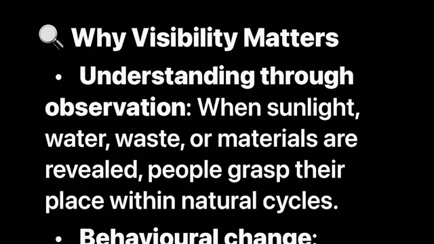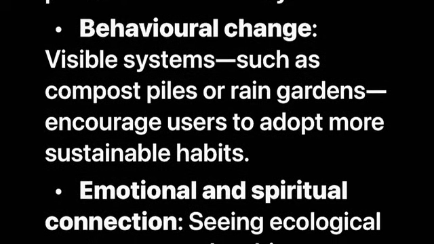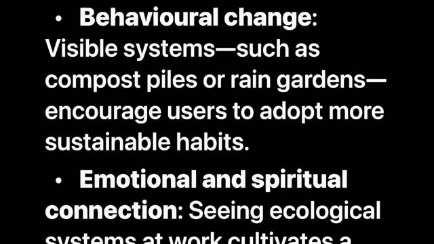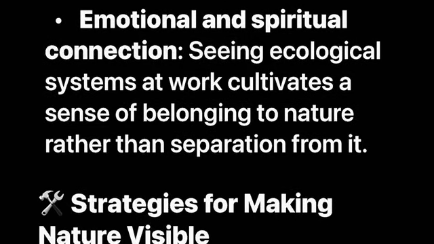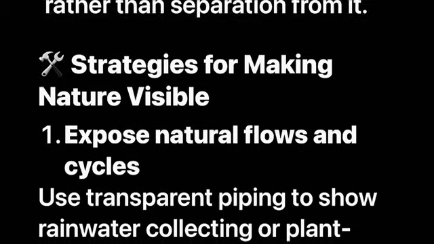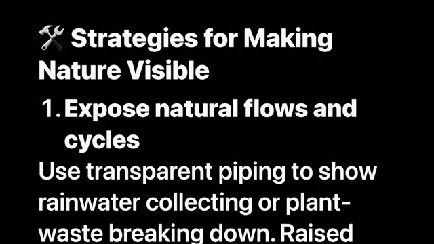Why visibility matters. Understanding through observation. When sunlight, water, waste, or materials are revealed, people grasp their place within natural cycles. Behavioral change. Visible systems, such as compost piles or rain gardens, encourage users to adopt more sustainable habits. Emotional and spiritual connection. Seeing ecological systems at work cultivates a sense of belonging to nature rather than separation from it.